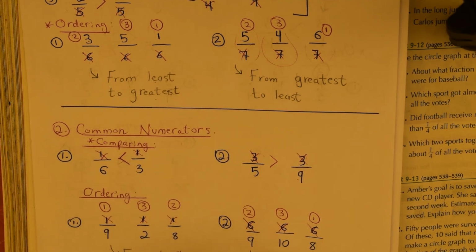For number 2, I want you to order from greatest to least, so I will cross the common numerators first. Then I will have 9, 10, 8. 8 is the smallest number, but because it is down, then this fraction is the greatest. It will be 6 over 8, this is number 1, then 6 over 9, then 6 over 10.